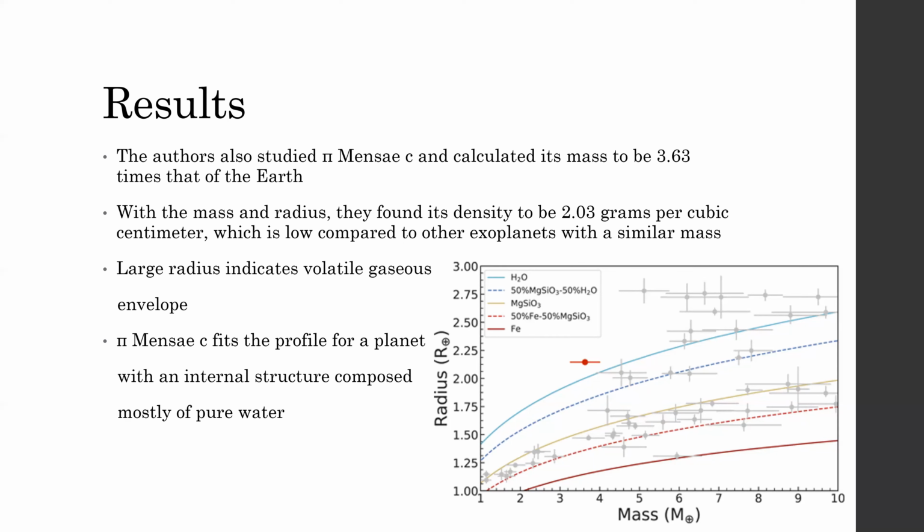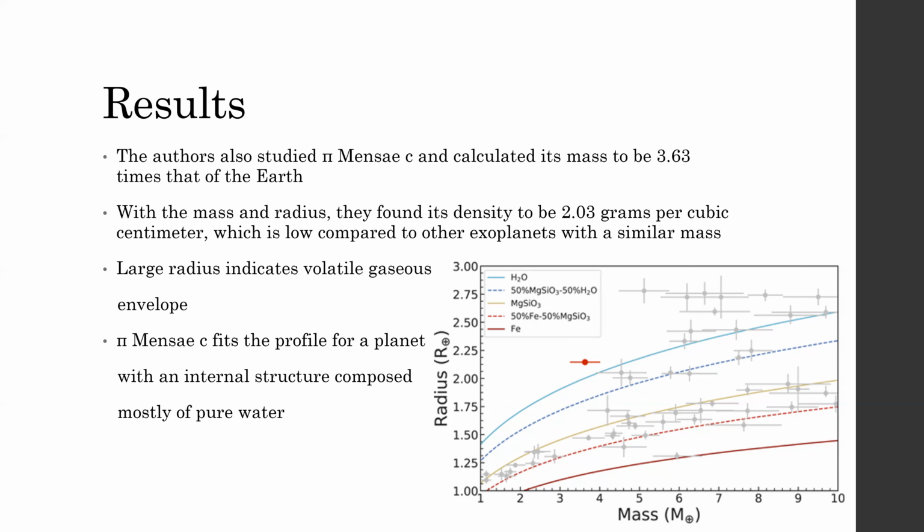Now, comparing this to other known exoplanets in a similar mass range, this is actually quite a low density. And the large radius of Pi Mensae c and low density indicates that it may have a large gaseous envelope, which would increase the radius. Since the gases aren't very dense, this would increase the radius by a great deal, while still keeping the density very low.